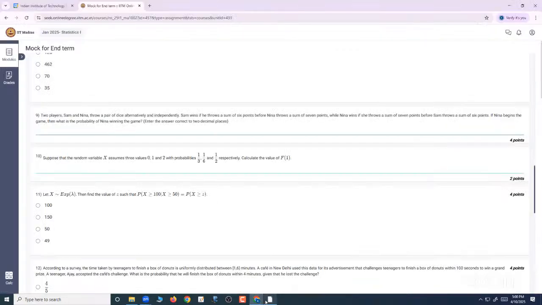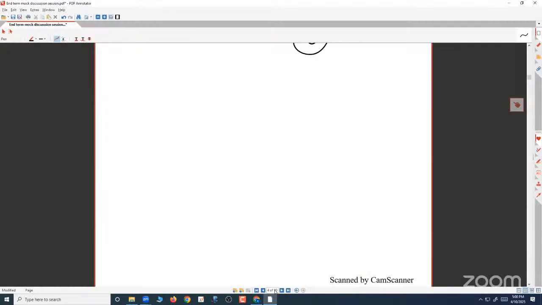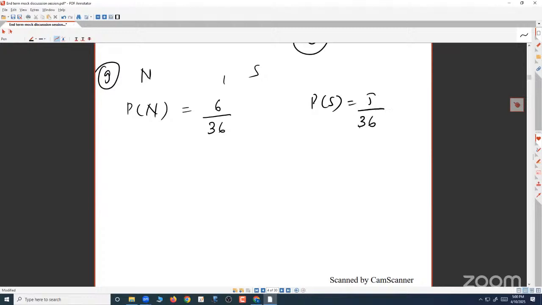Okay, so I'm denoting N for Nina and S for Sam. The probability that Nina wins is 6/36, and the probability that Sam wins is 5/36. Correct? Now, the first condition is that in the first throw only, she is winning the game. That means the probability of N would be equal to 6/36.